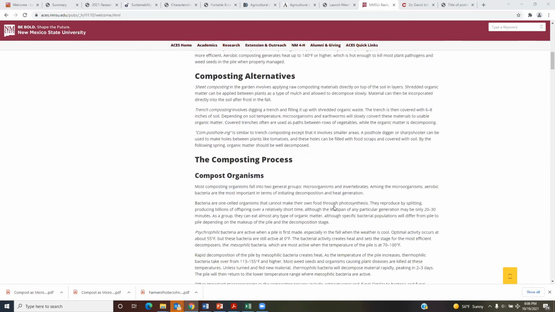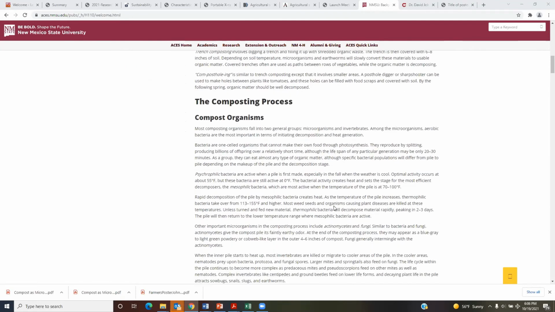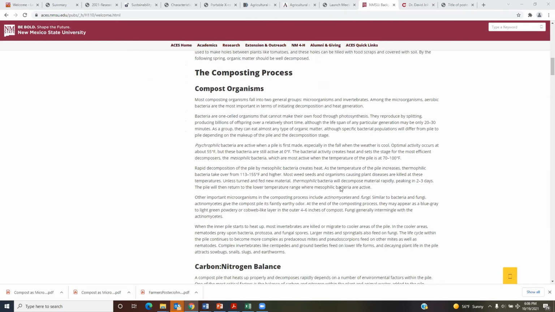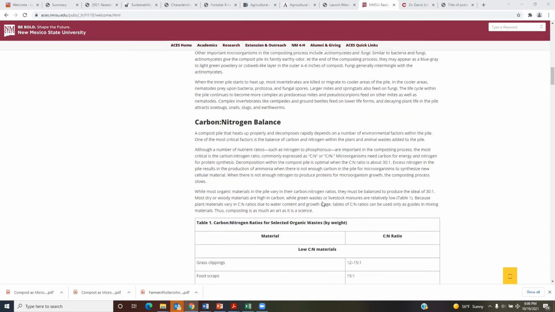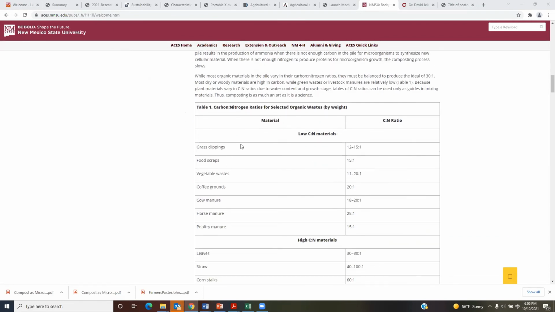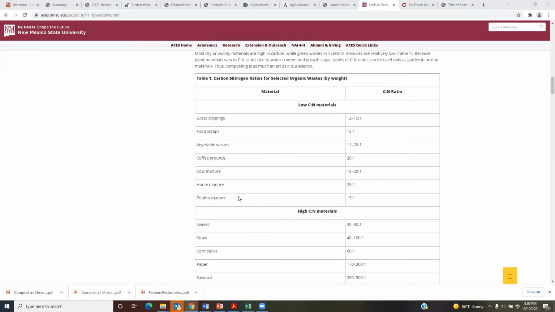It covers different alternatives to composting, the composting process and composting organisms, this whole concept of carbon to nitrogen balance, and then different types of sources. The low carbon, high nitrogen sources would be like grass clippings, food scraps, vegetable waste, coffee grounds, cow manure, horse manure, poultry manure. I never see human manure in here, which, there's reasons for that.